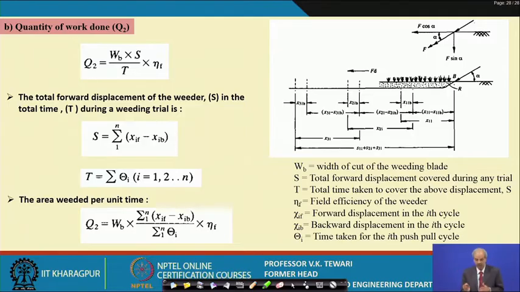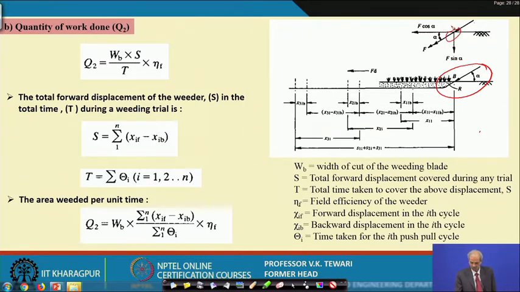If we consider several cycles of such push and pull, then you will get a stage like this, which I have created here. Initially this is the location where your blade is working and the person will be, and this is the position of the blade here.